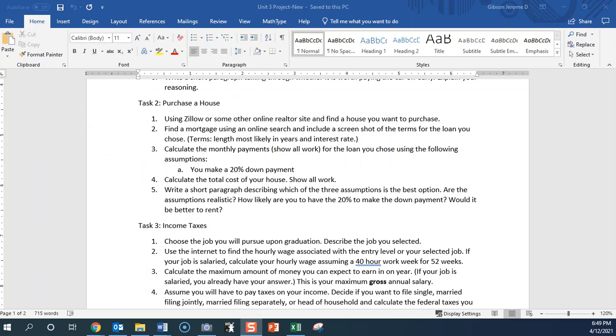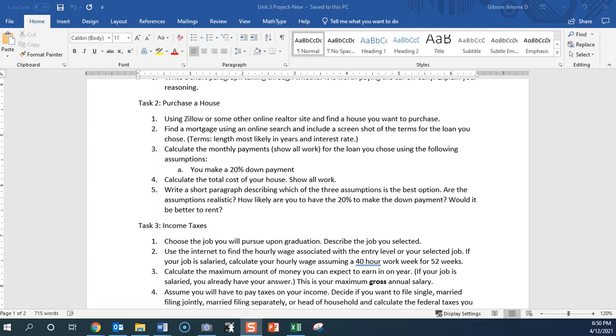Okay, so now we go here to task 2. Task 2 states, using Zillow or some other online realtor site, find a house you want to purchase. Now it says find a mortgage using an online search and include a screenshot of the terms for the loan you chose. Now, of course, that's another thing that's up to you. And I'm not going to show that because you all should be able to do the internet search for those values. Okay, now, so we have the terms.